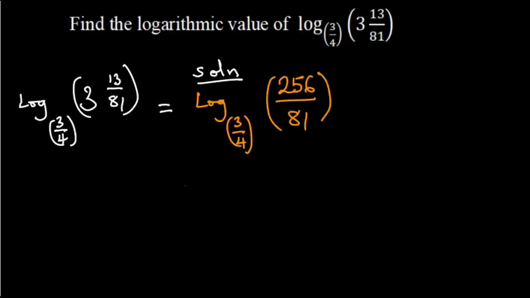Now let's express 256 and 81 to have a common power. I think 256 can be expressed as 4 raised to the power of 4, all over 81 can be expressed as 3 to the power of 4. Yes.